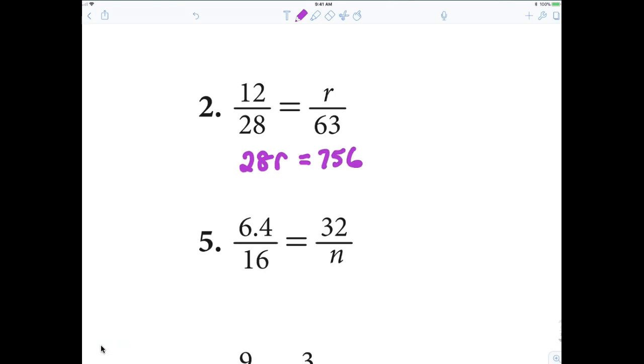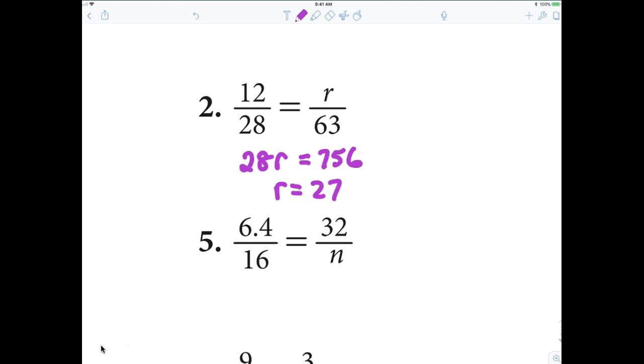So this is what's on your paper now when you cross multiply. Does everybody hear me? And then after this step, we do what? Divide by 28. So if I divide by 28, what do I get? You get 27. So R is 27.